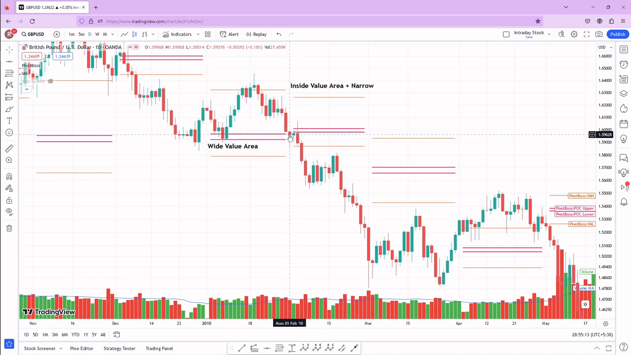This is the value area high, and it opened below the value area high. And what happened? It then broke down below the value area low. So this confirmed the bearish move, and after that it started coming down. So this is called the inside value area plus narrow value area move. This is the trending move which has happened.